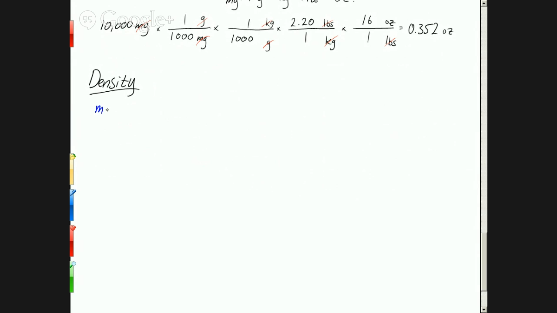So we can think of it as the mass in a given volume, or more generally as the amount of stuff in a given amount of space. So something that is more dense will have more mass for the same amount of space.